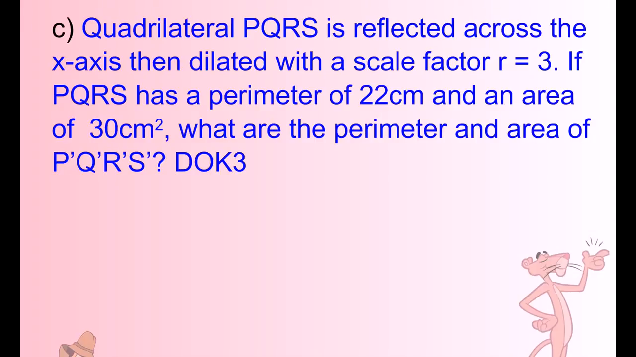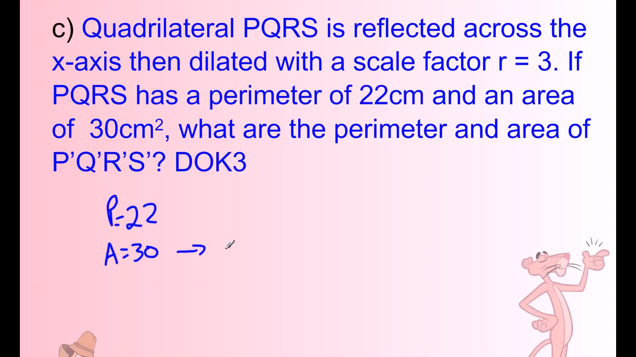Alright, so quadrilateral PQRS is reflected across the x-axis and dilated. It has a perimeter of 22 and an area of 30. What are the perimeter and area of this new shape? Well, although it doesn't specifically tell us what shape PQRS is, I have a perimeter and I have an area. Let me think if I can find something that relates to this.